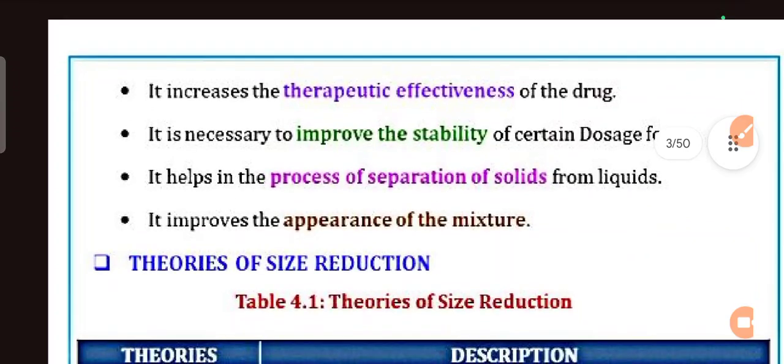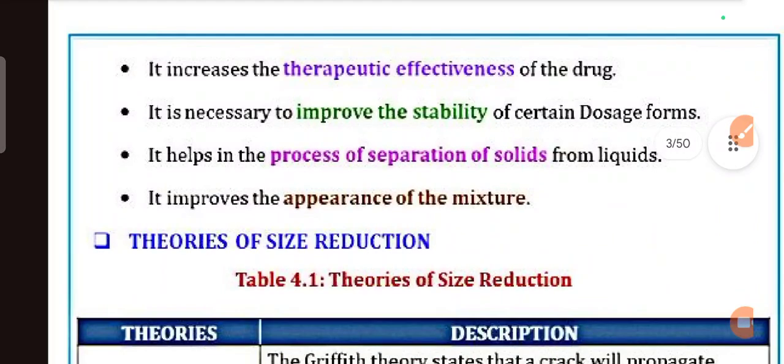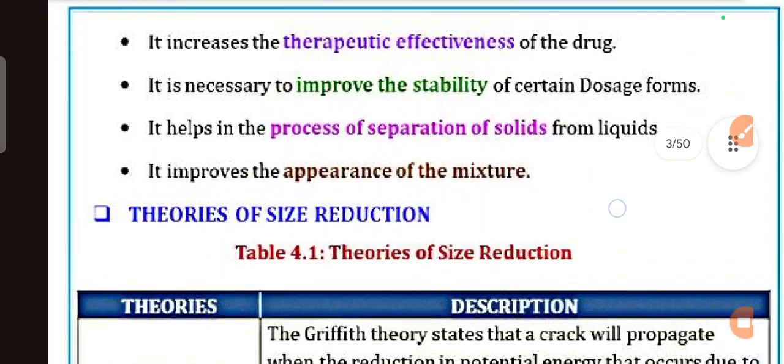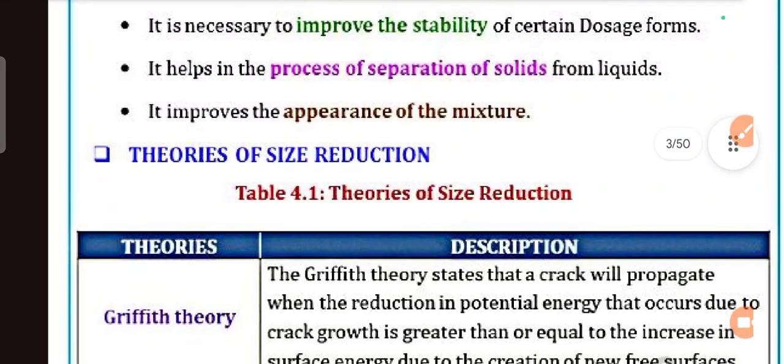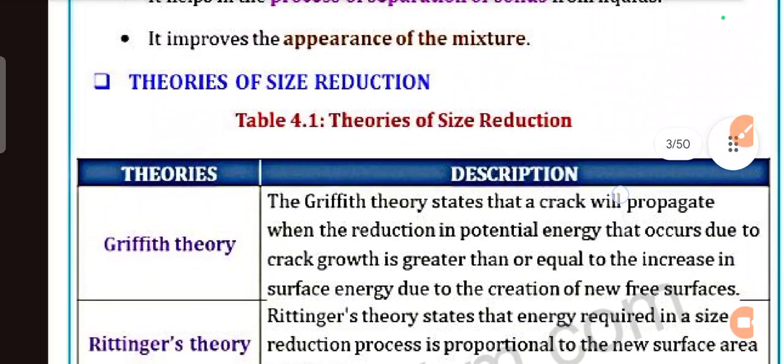It increases the therapeutic effectiveness of drug. It is necessary to improve the stability of certain dosage forms. It helps in the process of separation of solids from liquids. It improves the appearance of the mixture. Theories of size reduction.